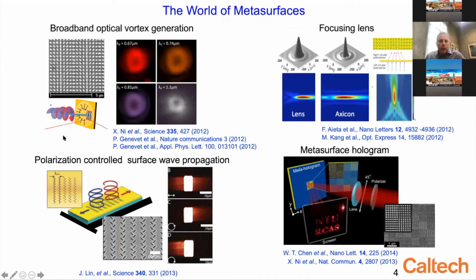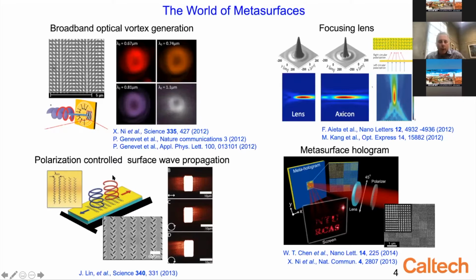And in this case, we're taking arrays of antenna elements that are similar and simply changing their orientation in this geometrical or Pancharatnam-Berry phase concept to design structures that produce optical vortices. We can also, for example, couple between surface waves, like surface plasmon polaritons, or guided waves and free space waves using metasurface structures that are, in fact, polarization sensitive.